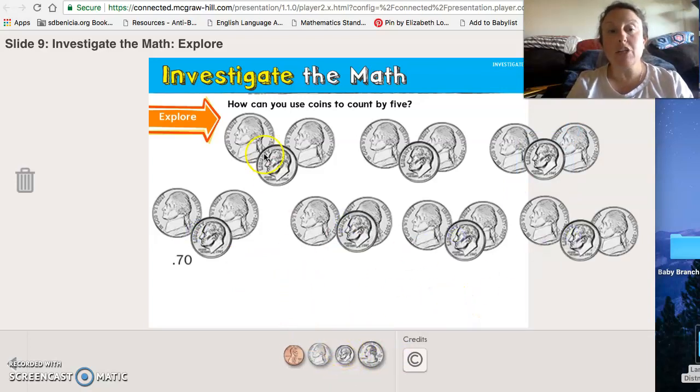Okay, so now I can just count them. How many coins did I need? How many dimes? 1, 2, 3, 4, 5, 6, 7. So I needed 7 dimes to reach 70 cents.